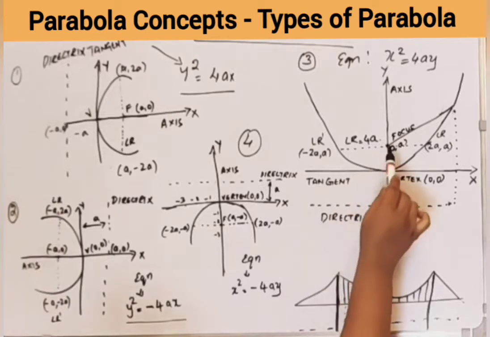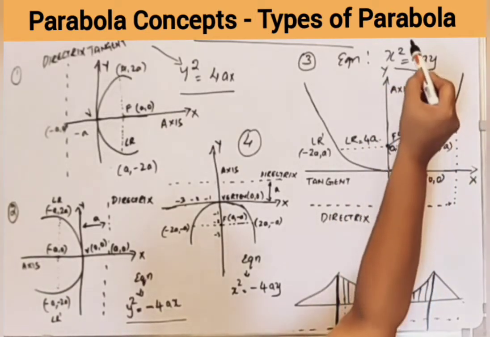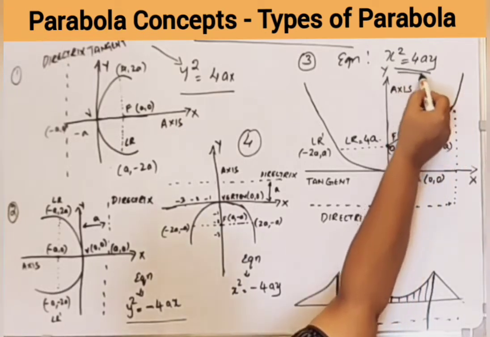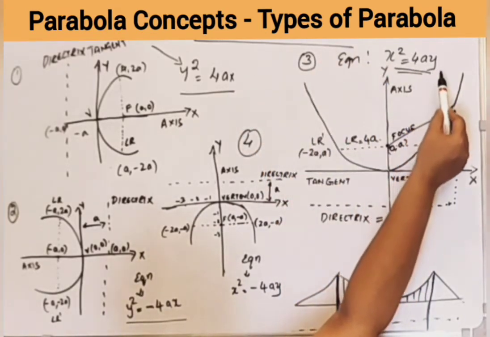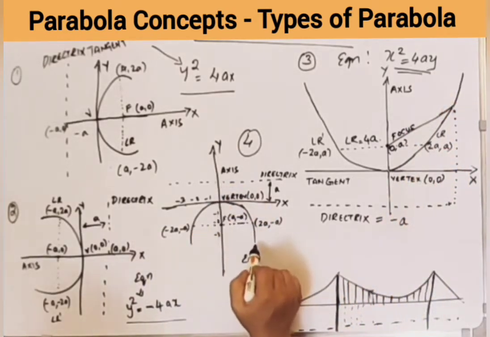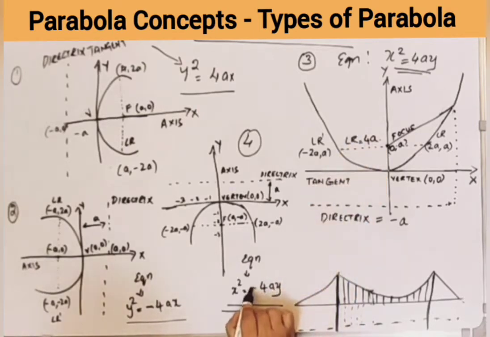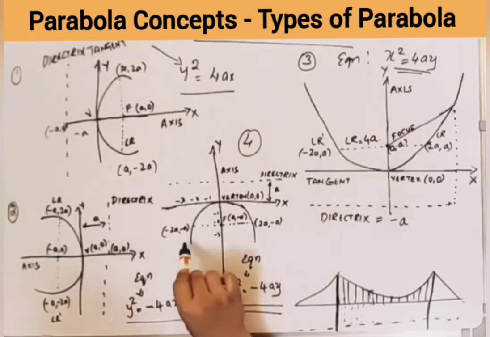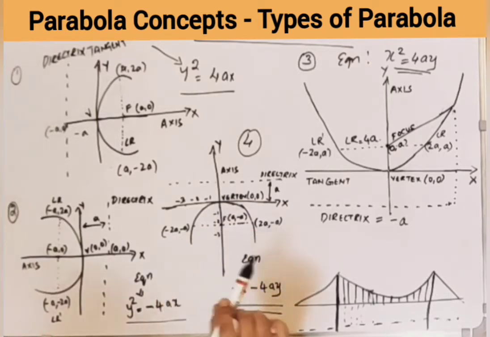The equation for the third type, which is the upward parabola, is x square is equal to 4ay, right? It's similar to this equation, but x and y are swapped. And for the fourth type of parabola, which is the downward parabola, the equation is the same as type 3, but you have a negative sign because the parabola is opening in the bottom side of the quadrant where both x and y are negative. So that's why we have minus 4ay here.